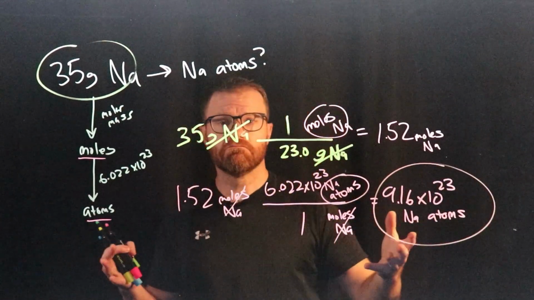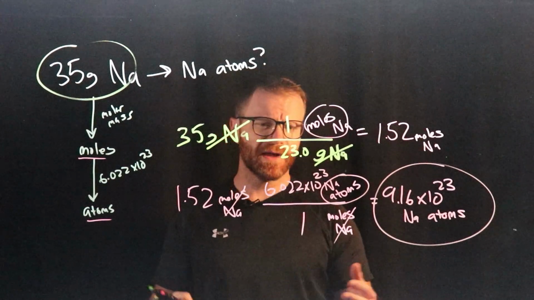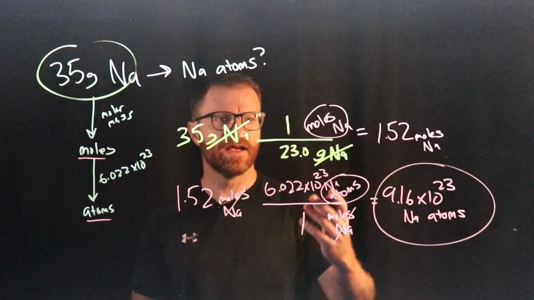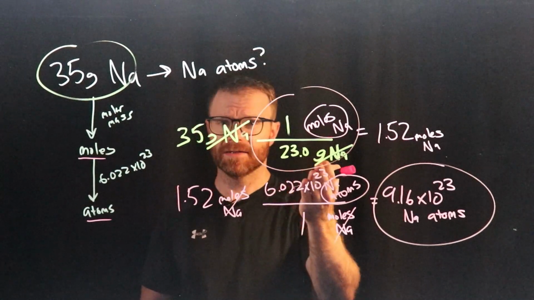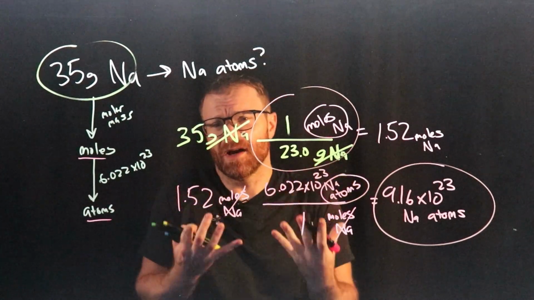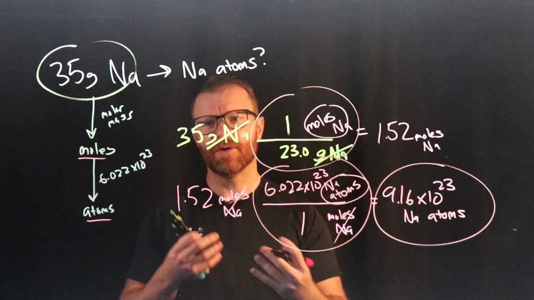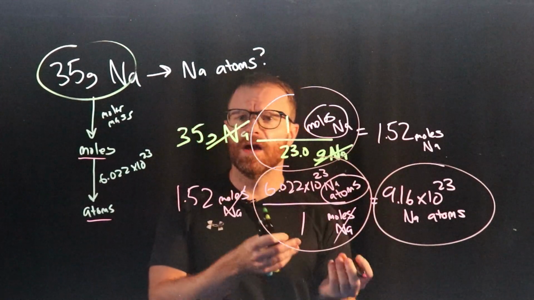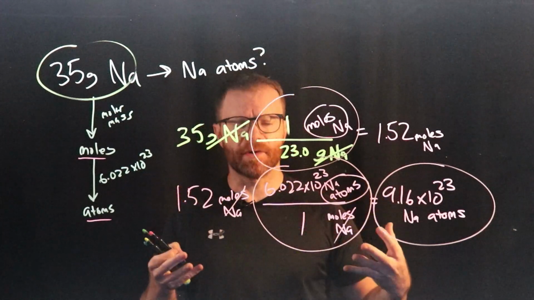Perfect. So again, as I said at the beginning, it's all just unit conversions. The only thing that we really needed to know here is how to calculate the molar mass of something. In this case, for pure sodium, it's just the atomic mass of sodium. And then what Avogadro's number is and how it corresponds to atoms and moles. Okay, let's do another problem.